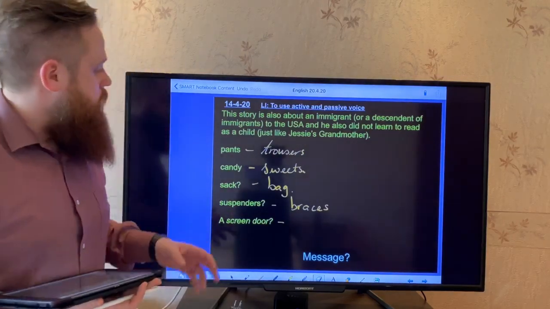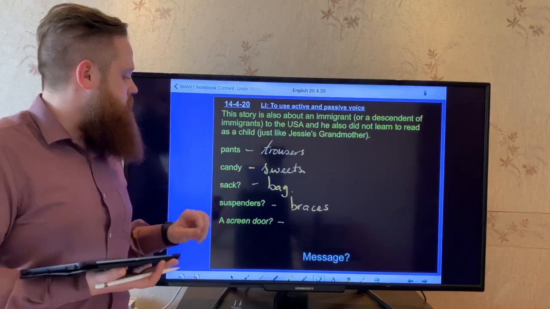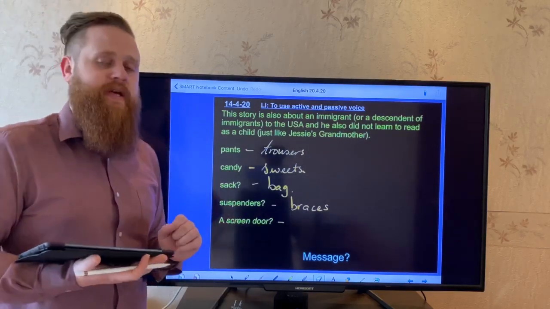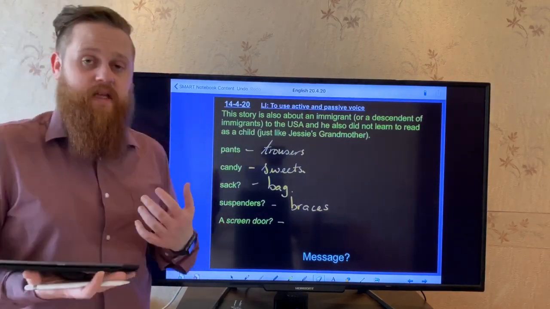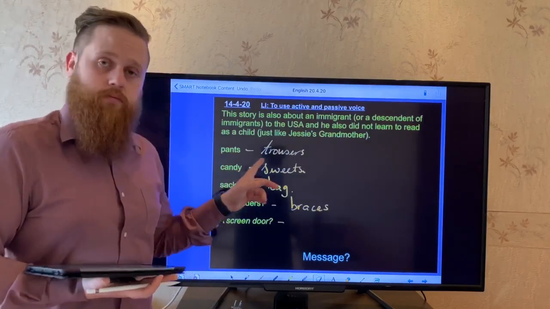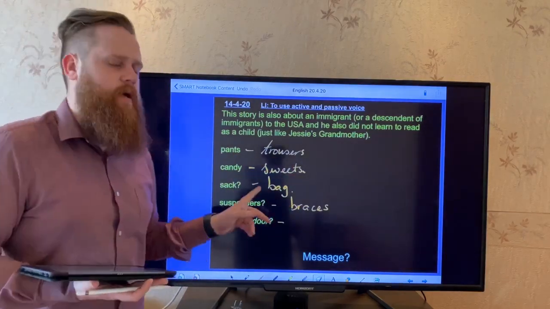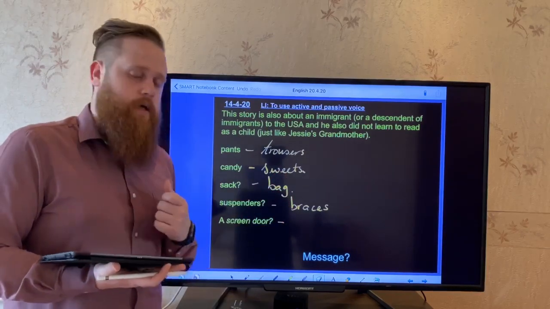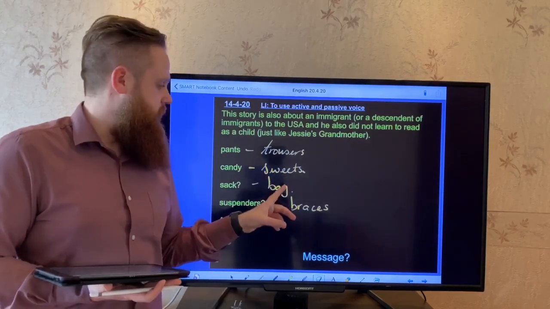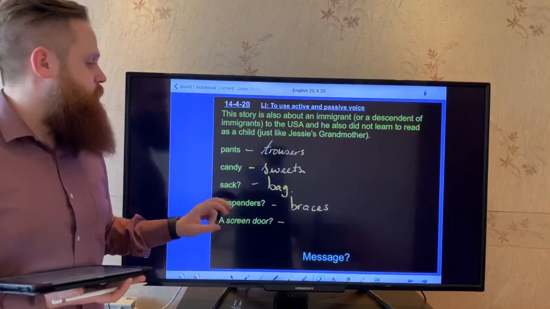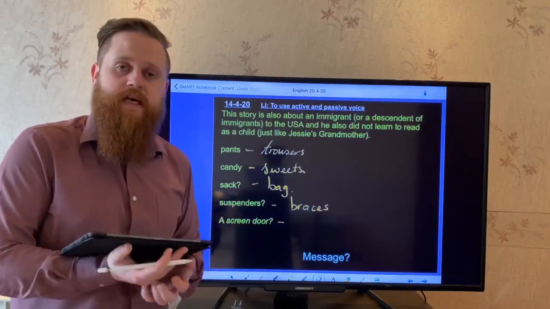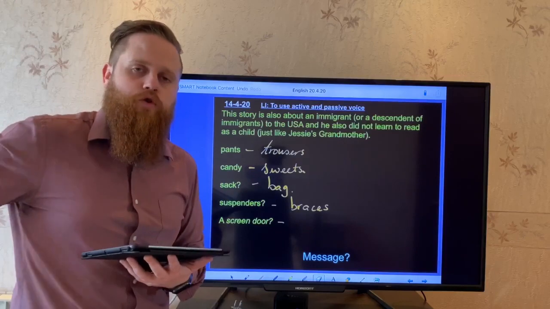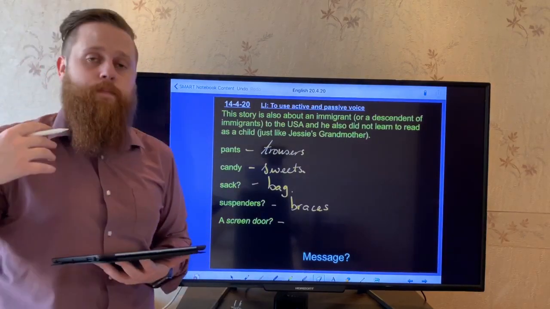So we've got pants, candy, sack, suspenders, and a screen door. Now, the English version of these words: pants, trousers. Candy, I'm sure you've all heard that before, would be sweets. Sack, well, satchel is his bag. Suspenders, it's an interesting one, I don't know if you know what these are. Now, suspenders would hold up your trousers. In English, we call them braces.